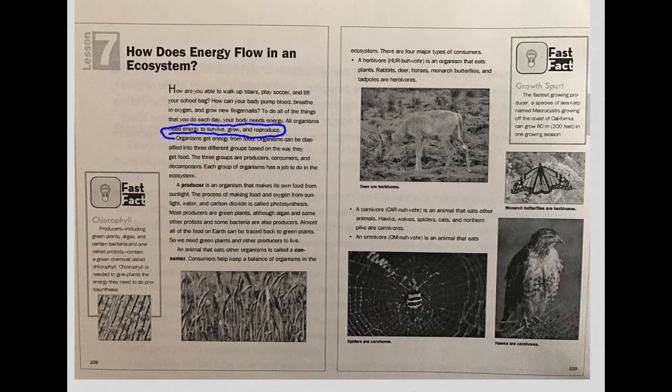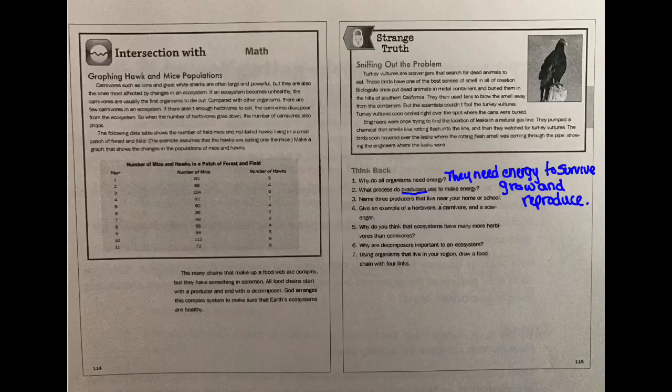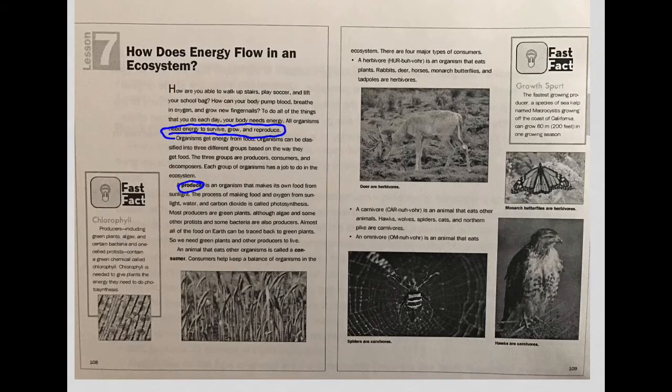Oh, look at that. Here it is. A producer. Sorry, I have to keep flipping. What process do producers use to make energy? Okay, so let's see what it says. A producer is an organism that makes its own food from sunlight. The process of making food and oxygen from sunlight, water, and carbon dioxide is called photosynthesis.